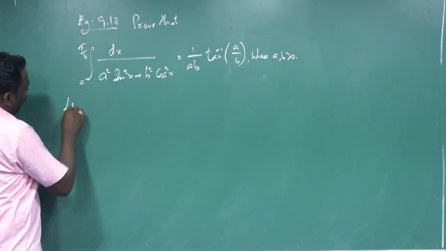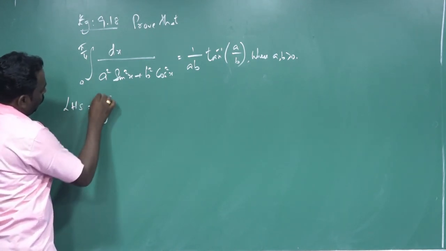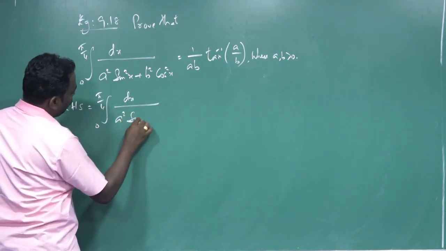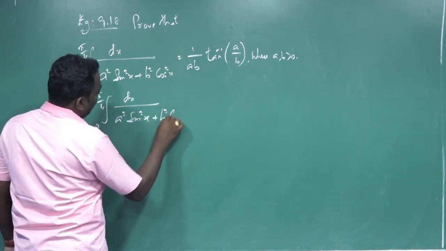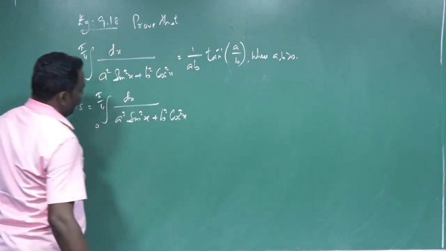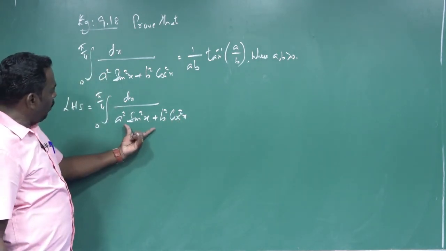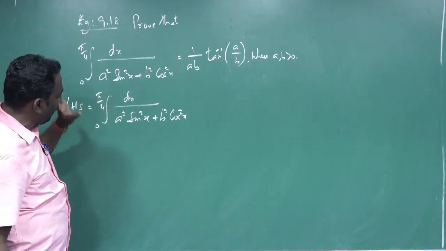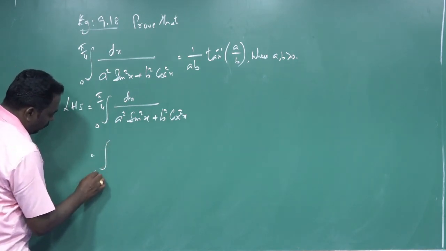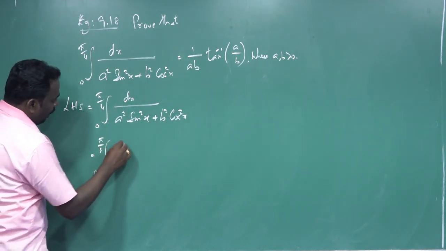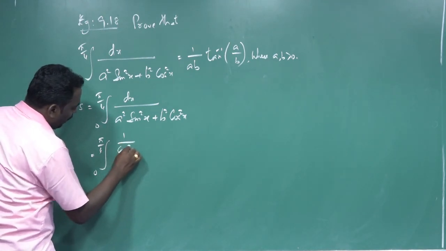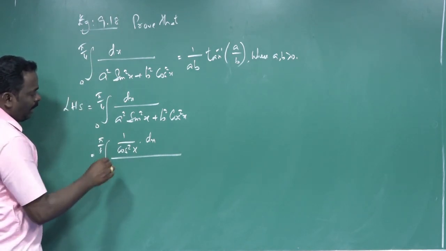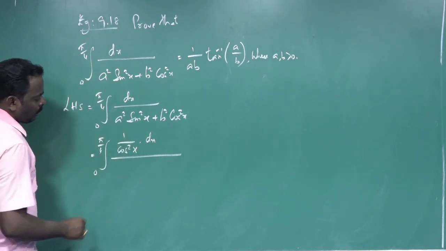Now again we take the left hand side equation, that is equal to integral 0 to pi by 4 dx by a square into sin square x plus b square into cos square x. Now in this equation we divide the numerator and denominator by cos square x. That is equal to integral 0 to pi by 4 of 1 by cos square x into dx, just multiplying the numerator by 1 by cos square x, and the denominator also by 1 by cos square x.